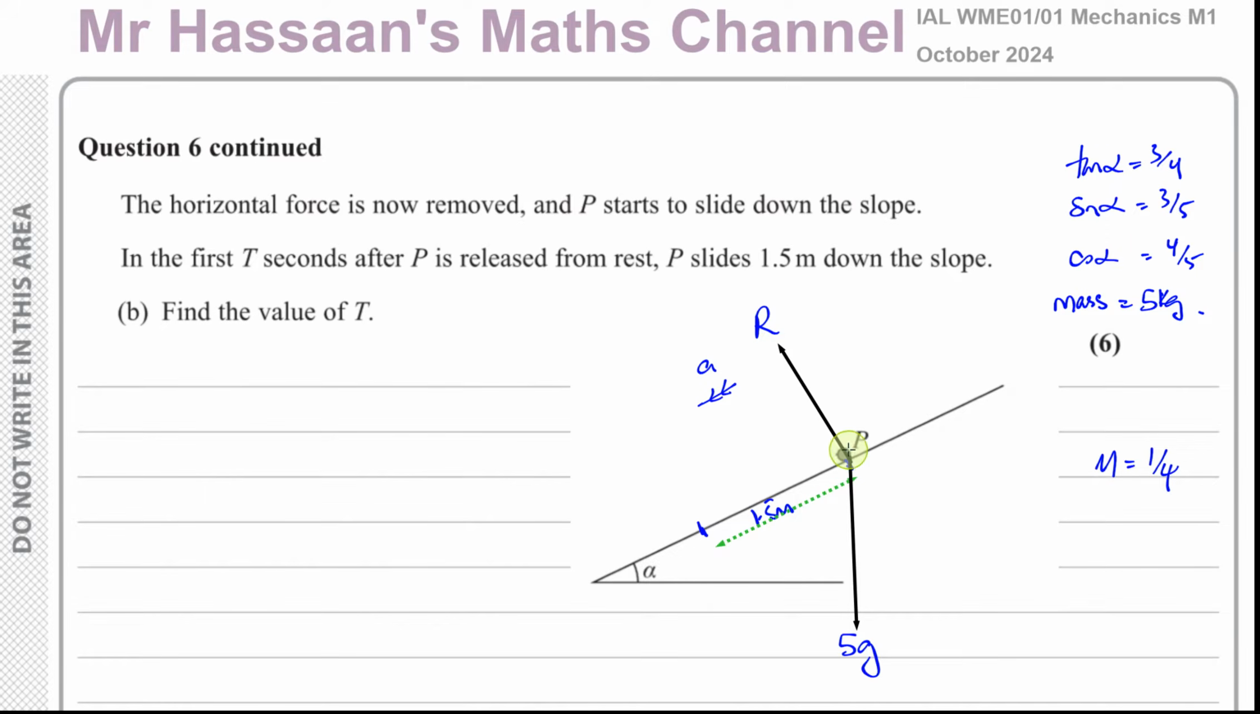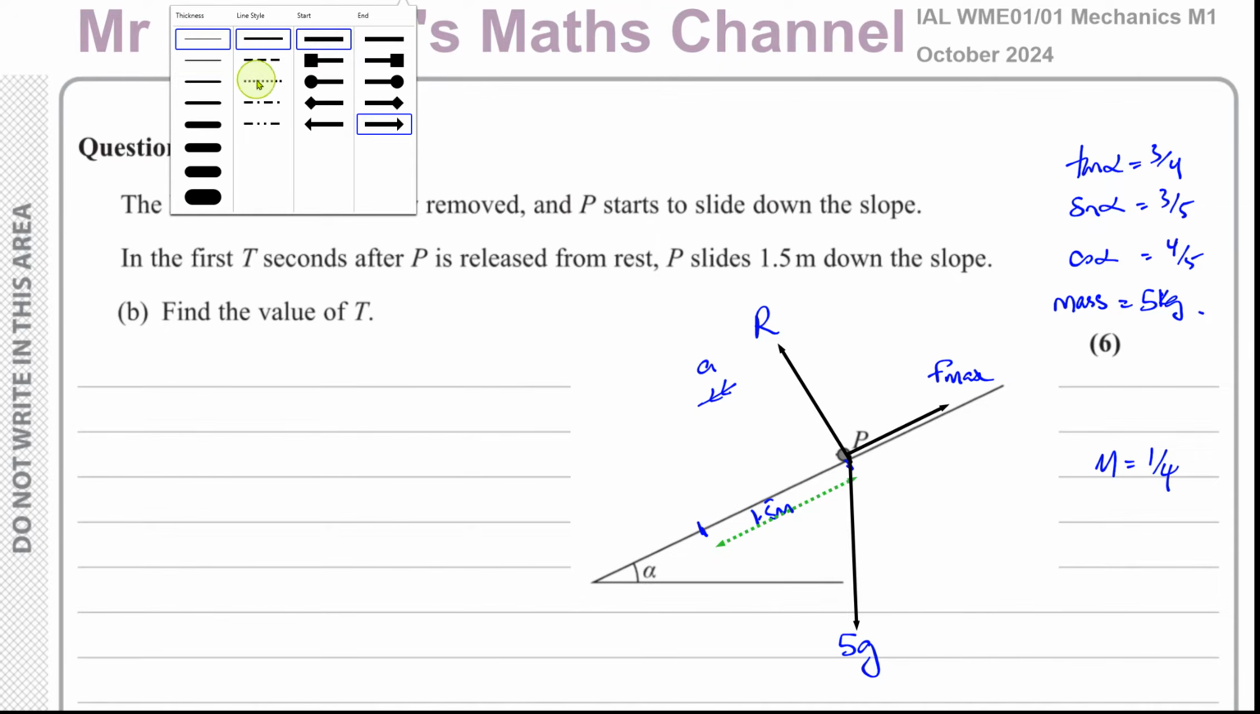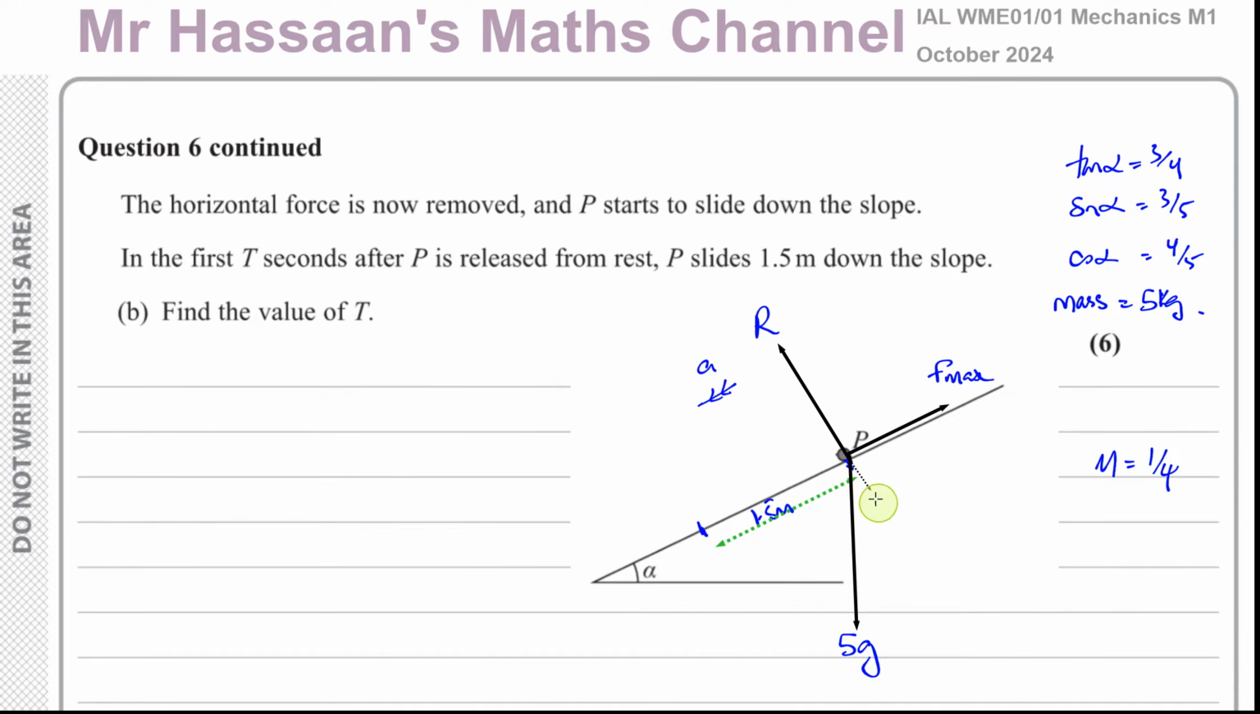And because it's sliding down the plane and we have a rough plane, we're going to have a frictional force acting up, and that frictional force will be equal to F max. Because it's sliding down, friction is going to act up. So now we're going to resolve the weight parallel and perpendicular to the plane.